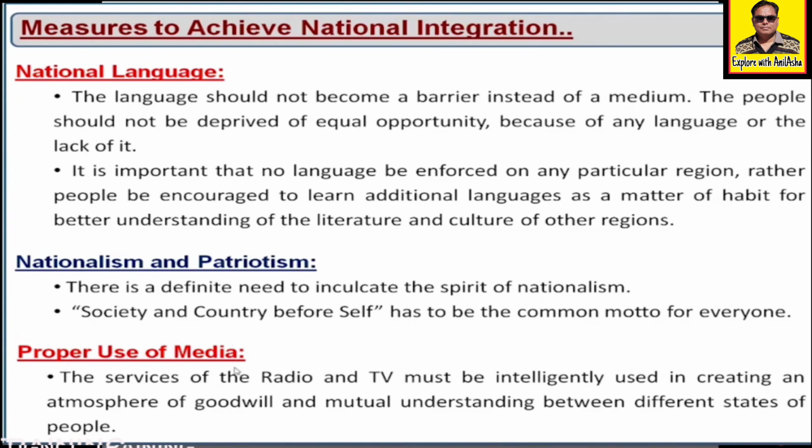And the next measure is proper use of media. The services of the radio and TV must be intelligently utilized in creating an atmosphere of goodwill and mutual understanding between different states of people. Media can cut through all language barriers and reach the masses in no time, and its potential is tremendous.